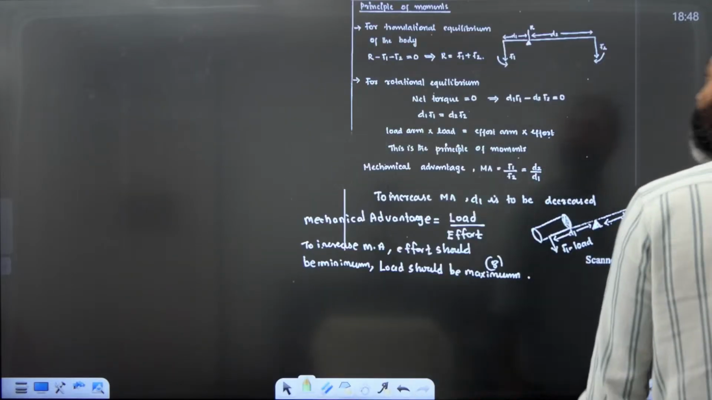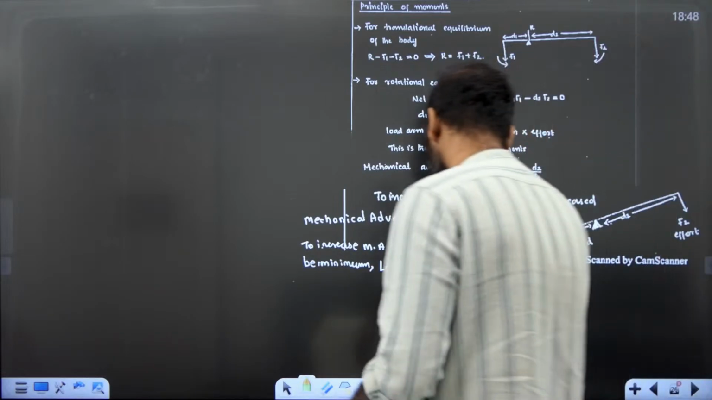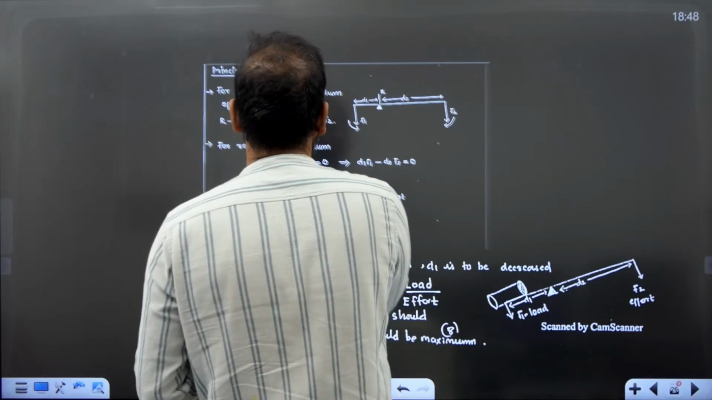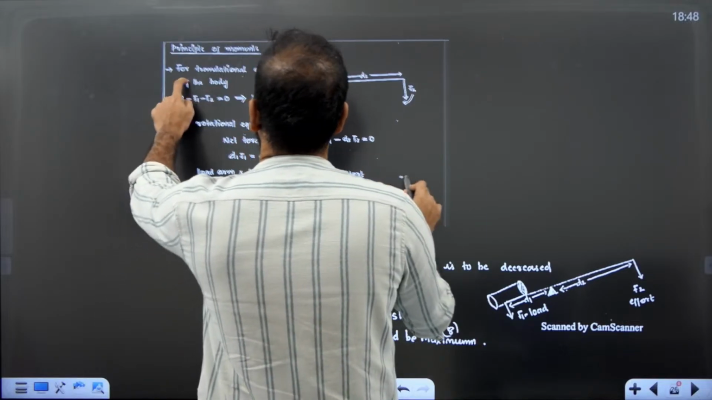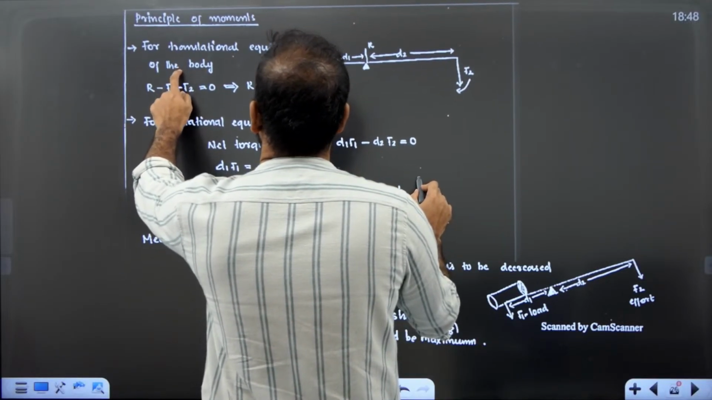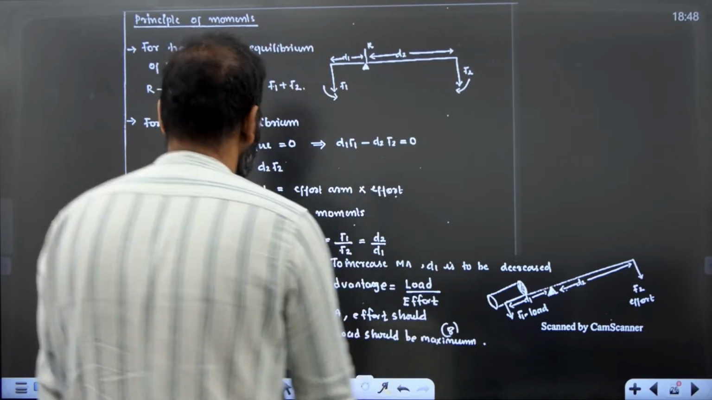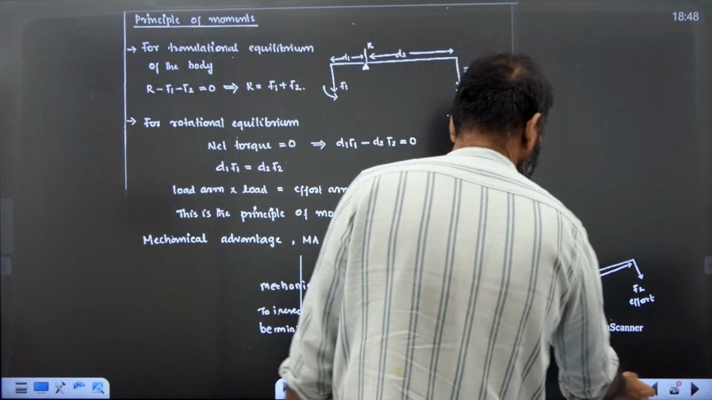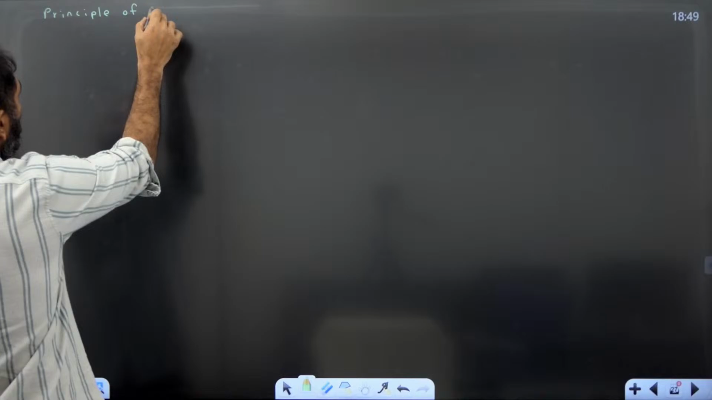Next, it's a tough section. Principle of moments. It's not easy to understand the principle of moments. Let me tell you, it's not that easy. Okay, I will do it separately. Next topic, principle of moments.